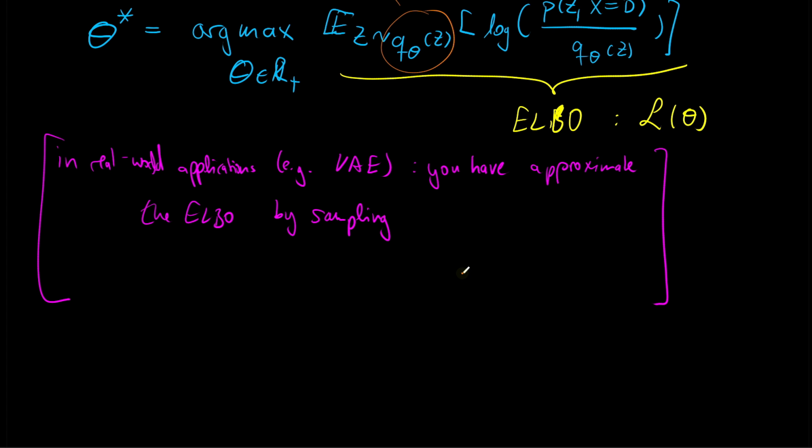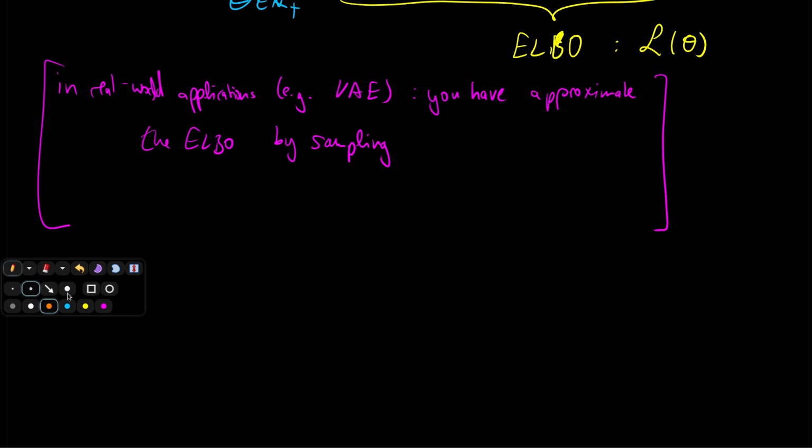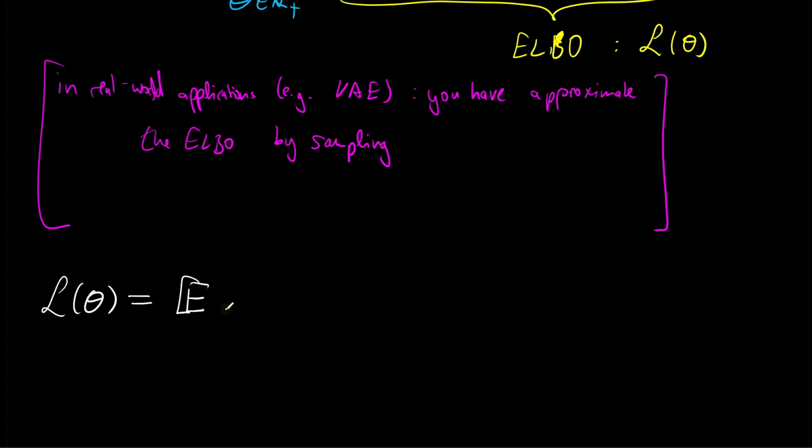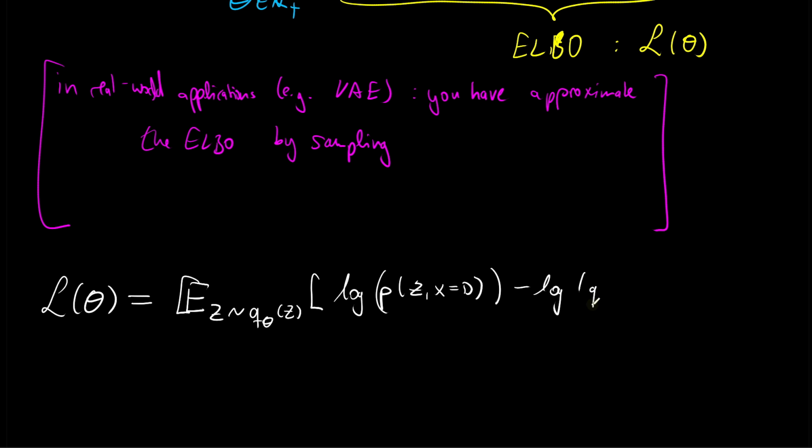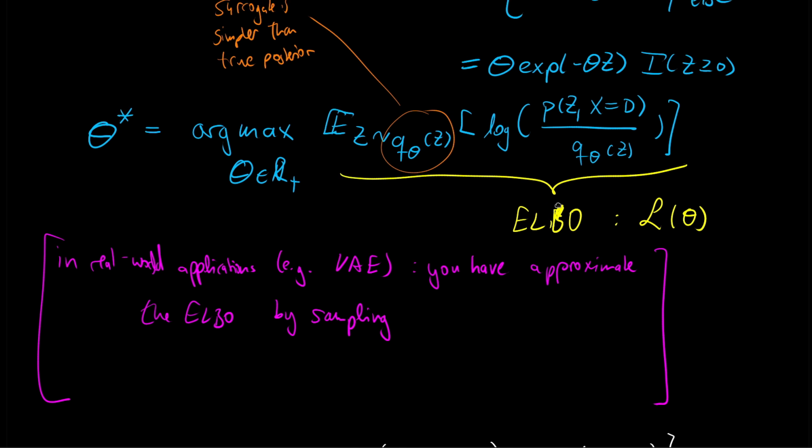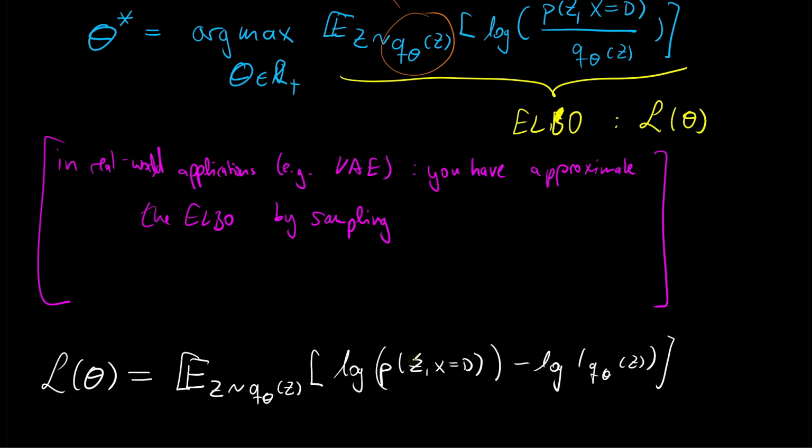Okay, let's finally do what we're supposed to do. Let's take our ELBO and write it down. We will have the ELBO, which now depends on theta. As said, it's going to be the expectation of z distributed according to q_theta of z over the logarithm of p of z and x fixed to the data, minus the logarithm of q_theta of z. I just split out the fraction by using the logarithm rules.